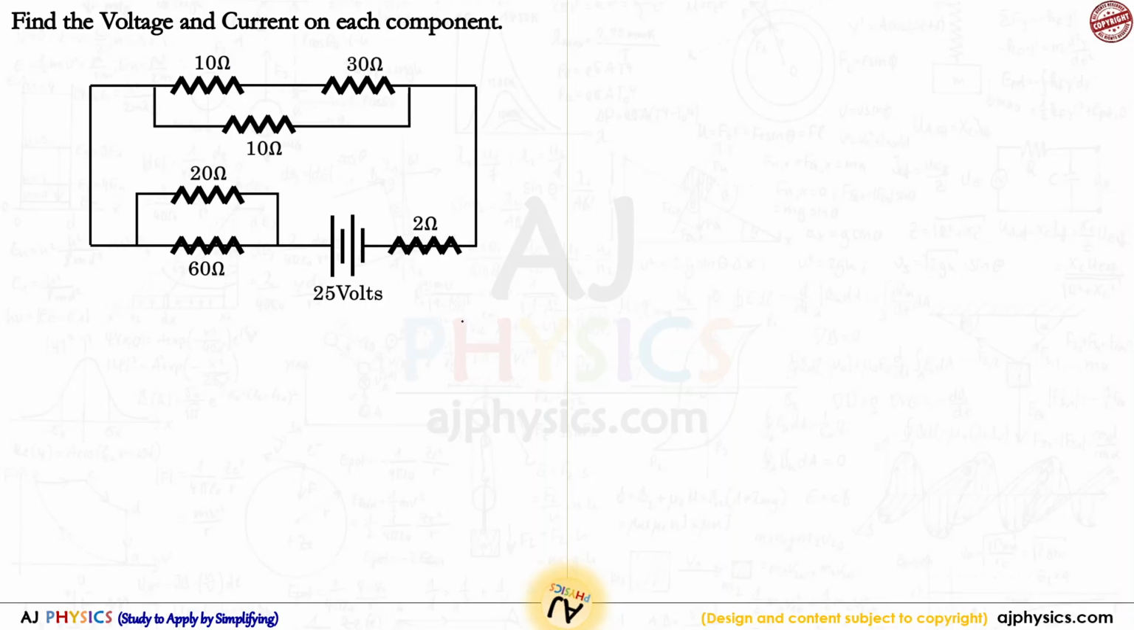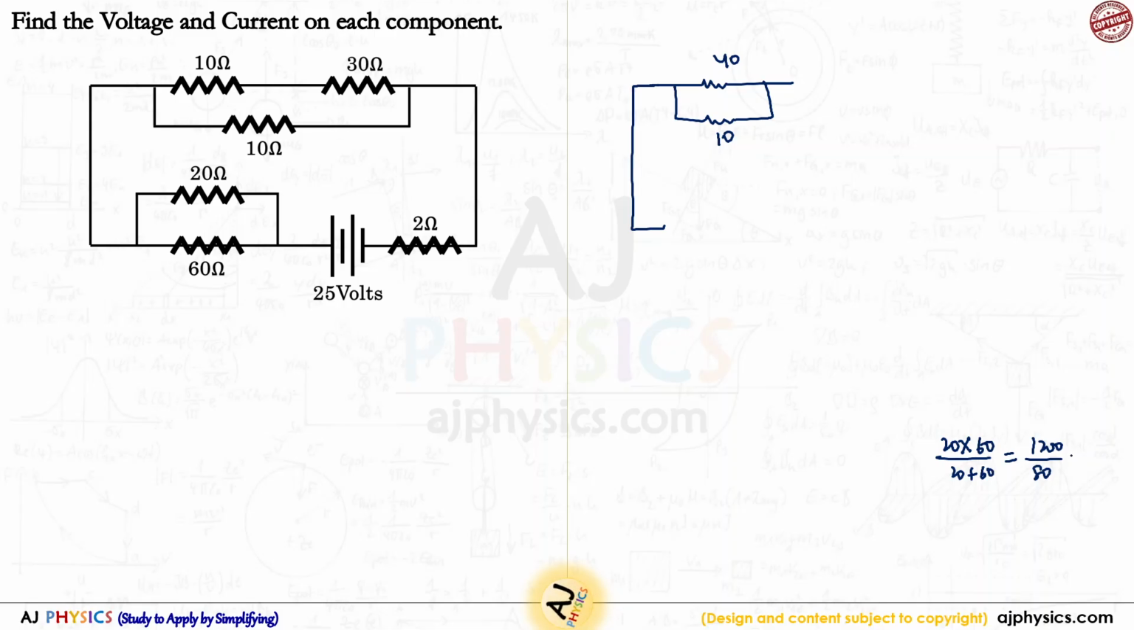Okay, so let's solve this quickly. This is 20 and 60, and the above circuit is 40 and 10. Then you have 20 and 60. So let's solve all of them now. 20 and 60 will be 20 multiplied by 60, over 20 plus 60. That would be 1200 divided by 80. So I think this should give you an answer of 15.